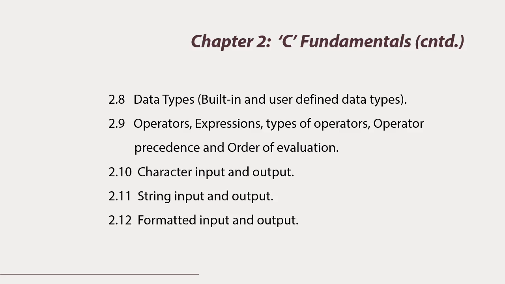Then we will be discussing data types in C. Basic data types and user defined data types are there. This is the type of data we can use in our program. After that, we will see what is meant by operator, its types, their precedence and order of evaluation.